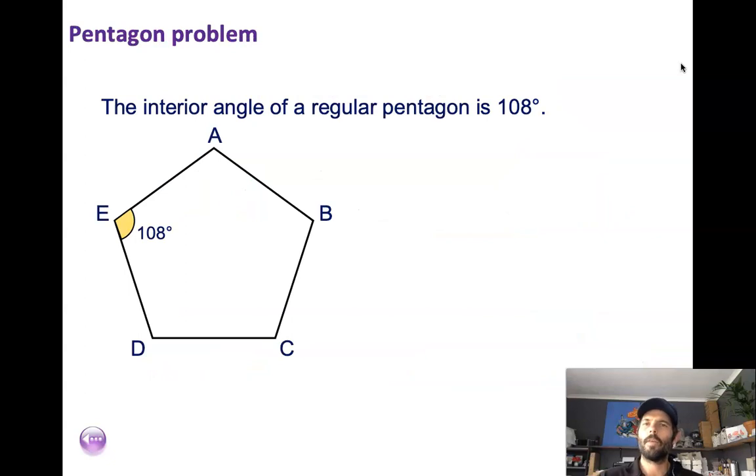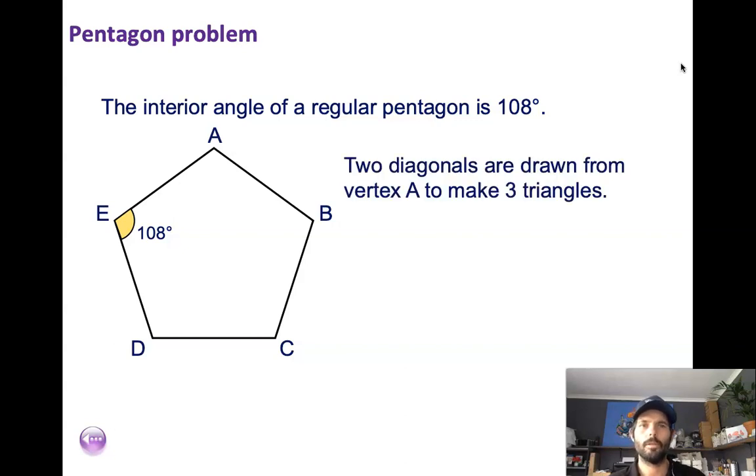Right. So then we have a pentagon problem. Okay. So here I want you to have a look at the interior angle of a regular pentagon is 108 degrees. And this is something that you will touch on further in grade 7. So I always think it's a good idea to give you a little bit of an idea of what's coming along. And this would be interior angles of polygons. So the interior angle of a regular pentagon is 108 degrees.